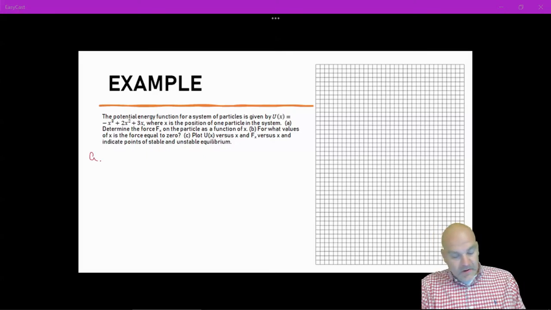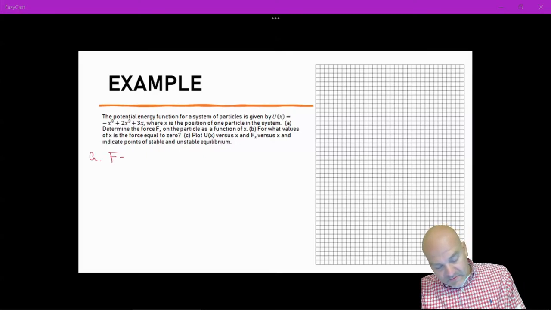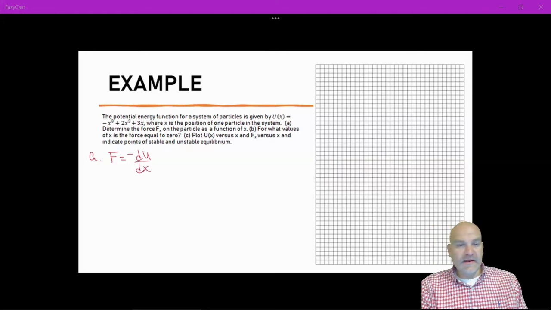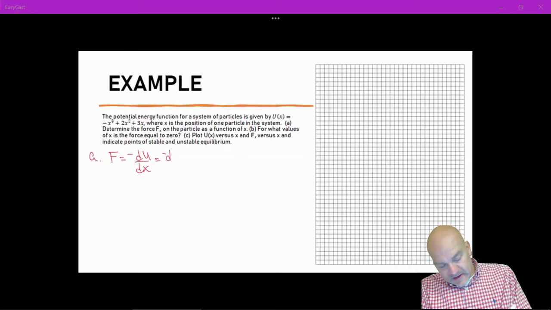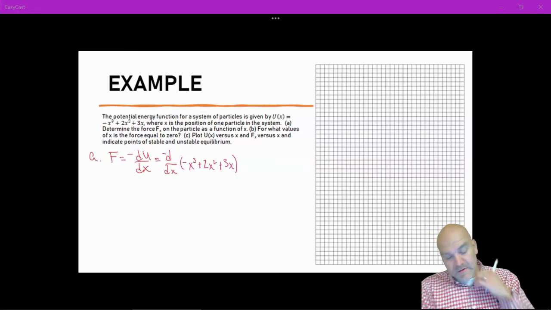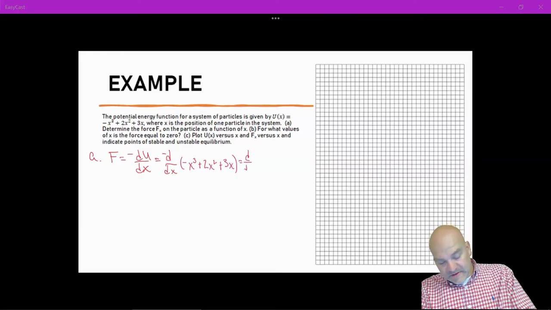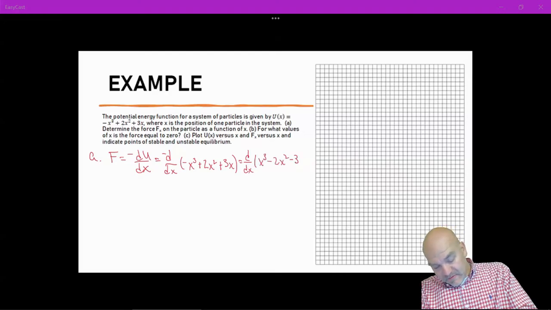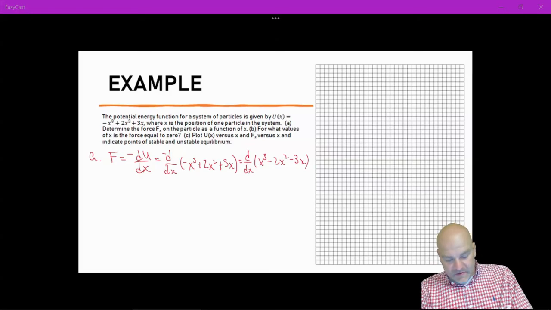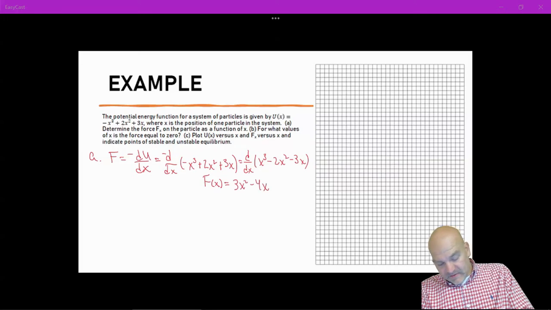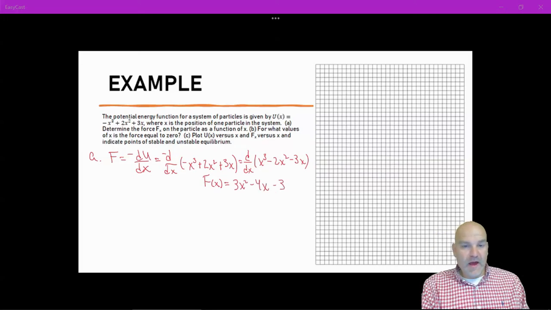Okay, so part A is we're going to find force, right, with respect to x. So what we're going to do is take the negative derivative of that function. So I'm going to say negative d/dx of negative x cubed plus 2x squared plus 3x. I could bring that negative sign in and say d/dx of x cubed minus 2x squared minus 3x is what I'm taking the derivative of. So my force as a function of x is going to be 3x squared minus 4x minus 3. So that's my part A.